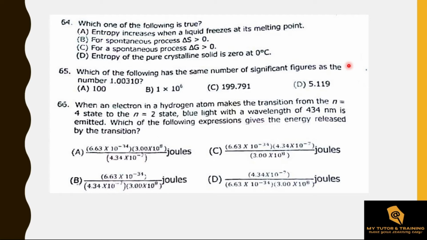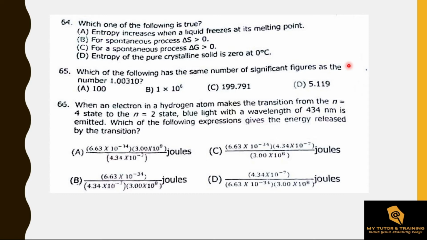It is C. C is the correct answer. Let's come to question number 66. When an electron in a hydrogen atom makes the transition from N4 state to N2 state, blue light with a wavelength of 434 nanometer is emitted. Which of the following expression gives the energy released by the transition?